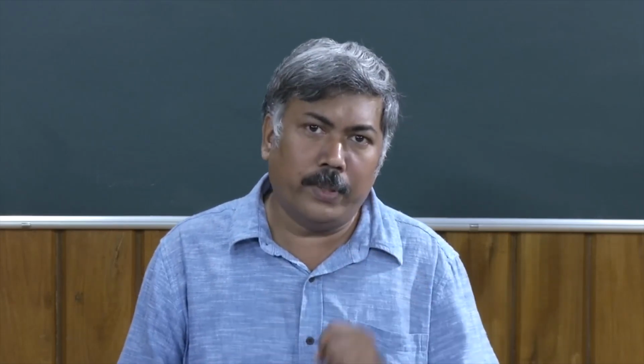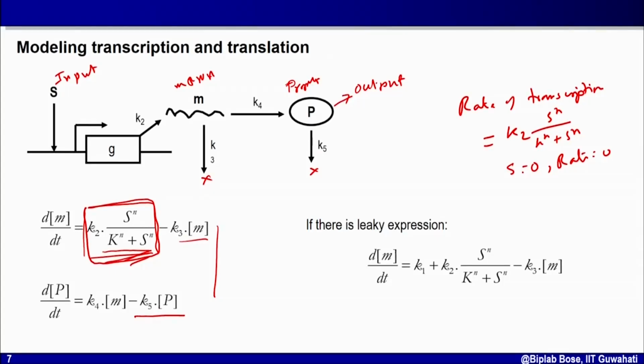So how can I represent it? Because the ODE that I have written here does not incorporate that. When S equals 0, the rate of transcription will be 0, there will be no formation of the mRNA, so there will be no formation of the protein also. I can simply change this equation by adding a constant term, K1. K1 is the rate for leaky expression.